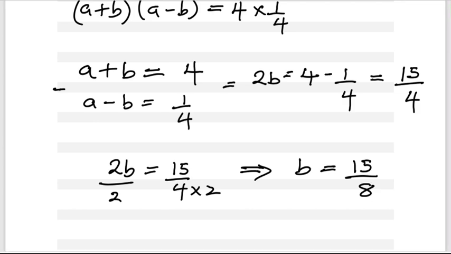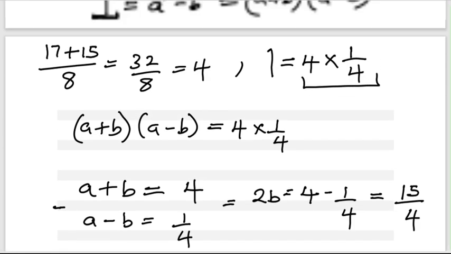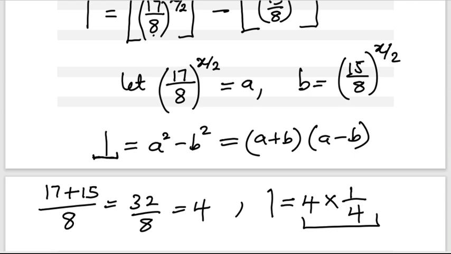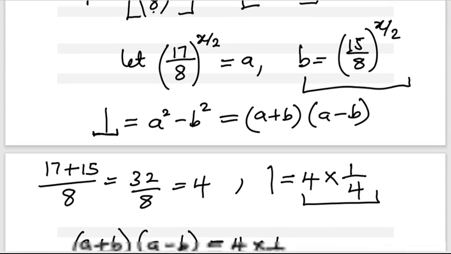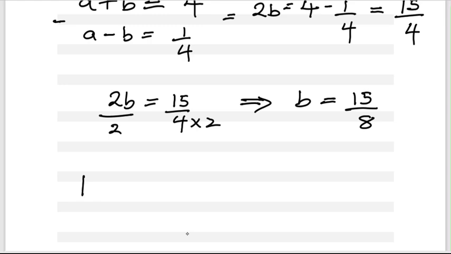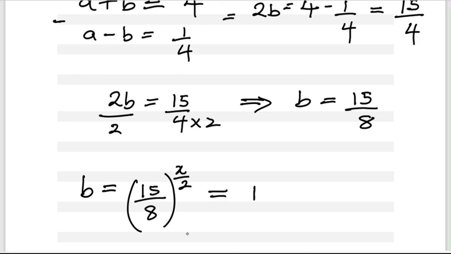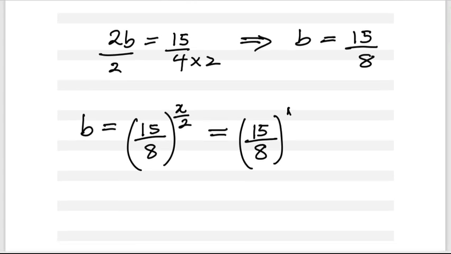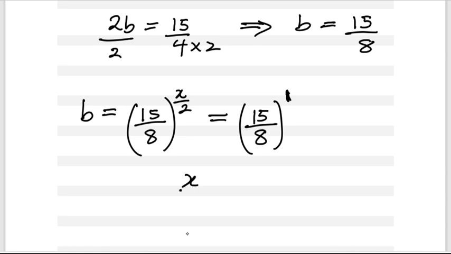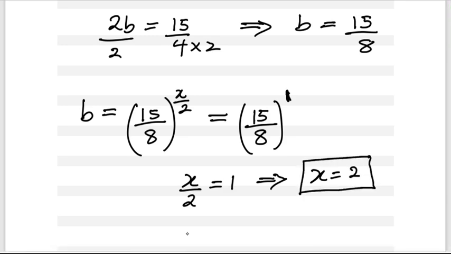And having obtained b, we don't have any need to solve for a because b will be enough to solve our problem. Any of them will be enough. And b is (15 over 8) to the power of x over 2. So we have that b is (15 over 8) to the power of x over 2, and this equals 15 over 8, and we can say this is to the power of 1. Okay, the bases are the same, so we can equate the exponents. So we're going to have here that x divided by 2 equals 1, which simply implies that our x equals 2, and that is the solution to the problem without guessing.